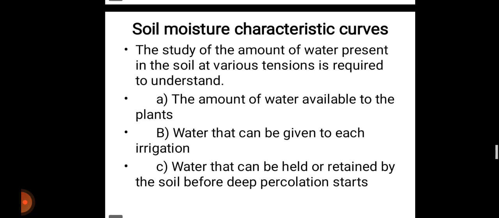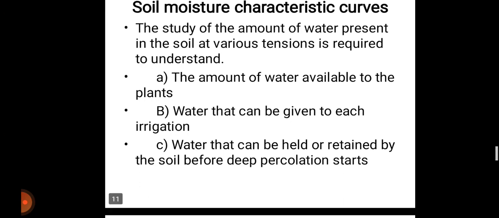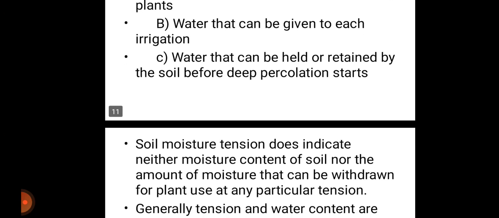Then we discuss the last point, the soil moisture characteristic curve. The study of the amount of water present in the soil at various tensions is required to understand: first, the amount of water available to the plant; second, the water that can be given in each irrigation; third, the water that can be held or retained by the soil before deep percolation starts.